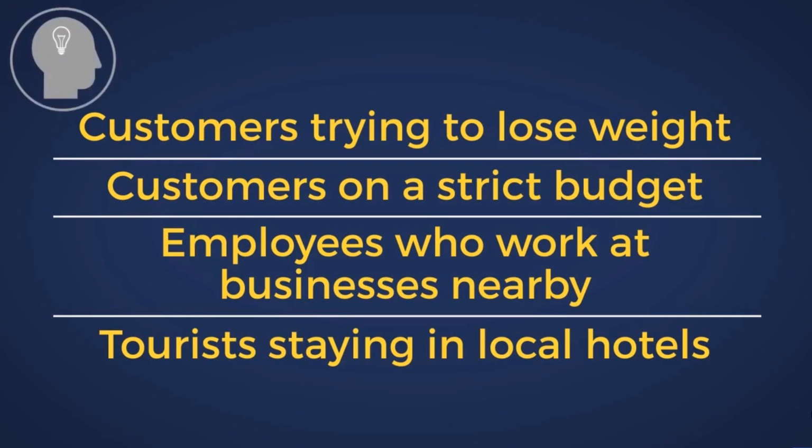Questions like this will take some critical thinking. Customers on a diet or a strict budget will likely not be buying much at Jimmy's. Tourists and employees of local businesses are both plausible. But in this instance, it's the employees of nearby businesses that will be most likely to purchase the new salad.